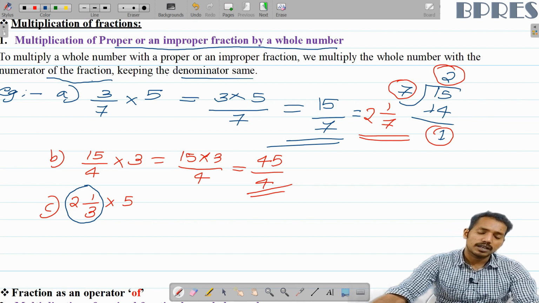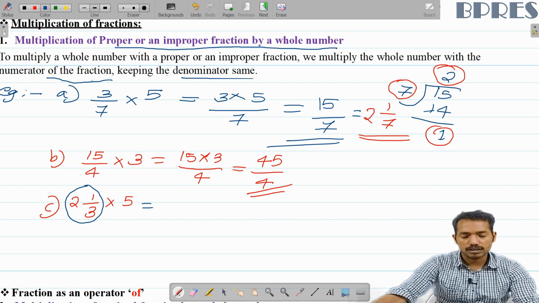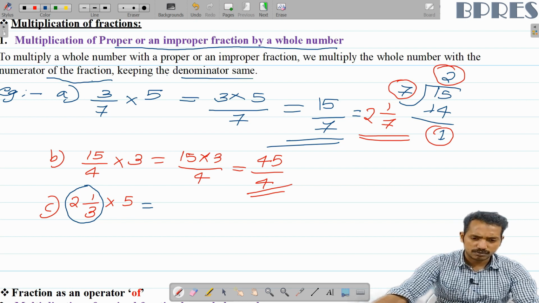So for that, nothing to do, just convert this mixed fraction into improper fraction. For that, what can be done to convert a mixed fraction to improper fraction? Very simple one. What can be done? Just multiply the whole with the denominator, that is 2 into 3, plus the numerator, divided by 3.